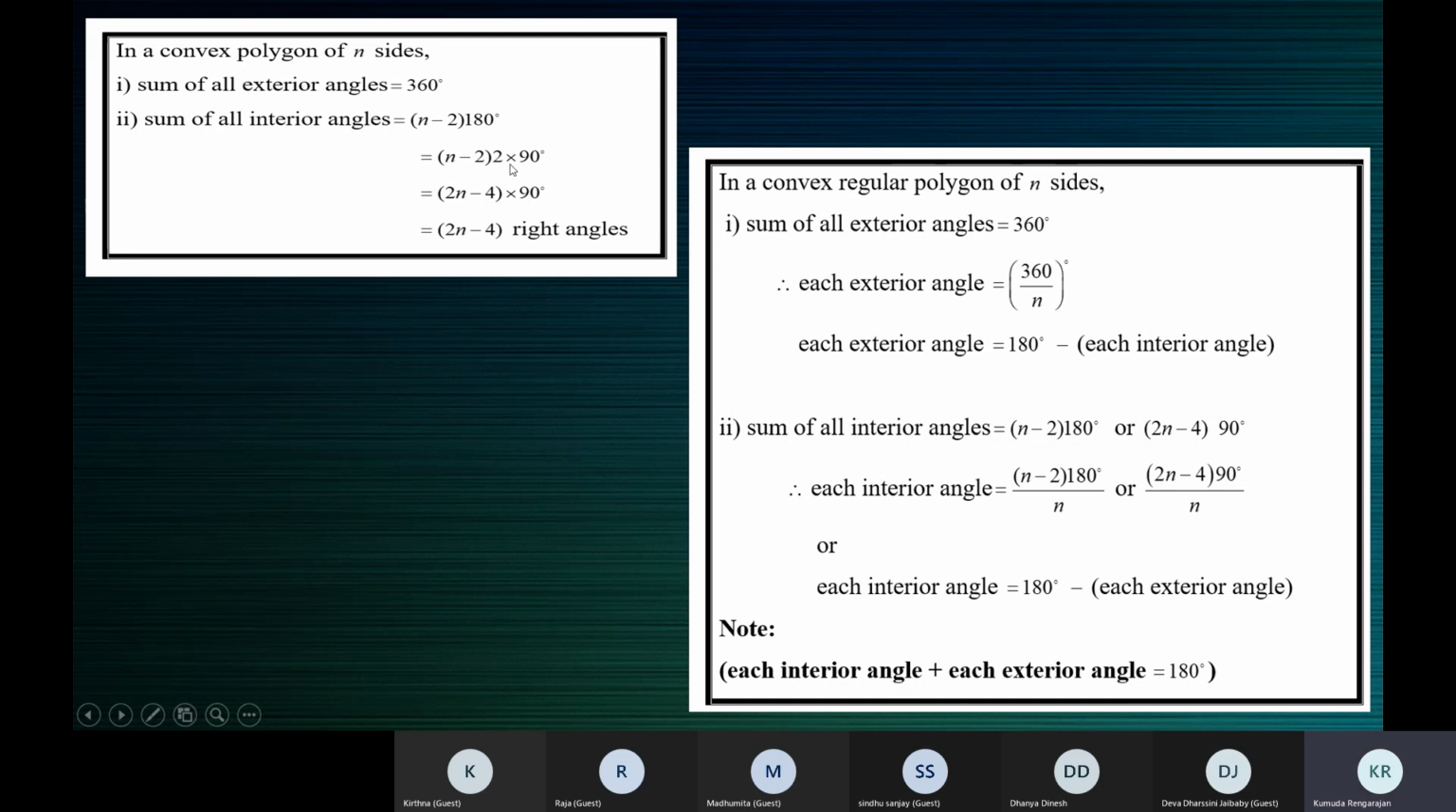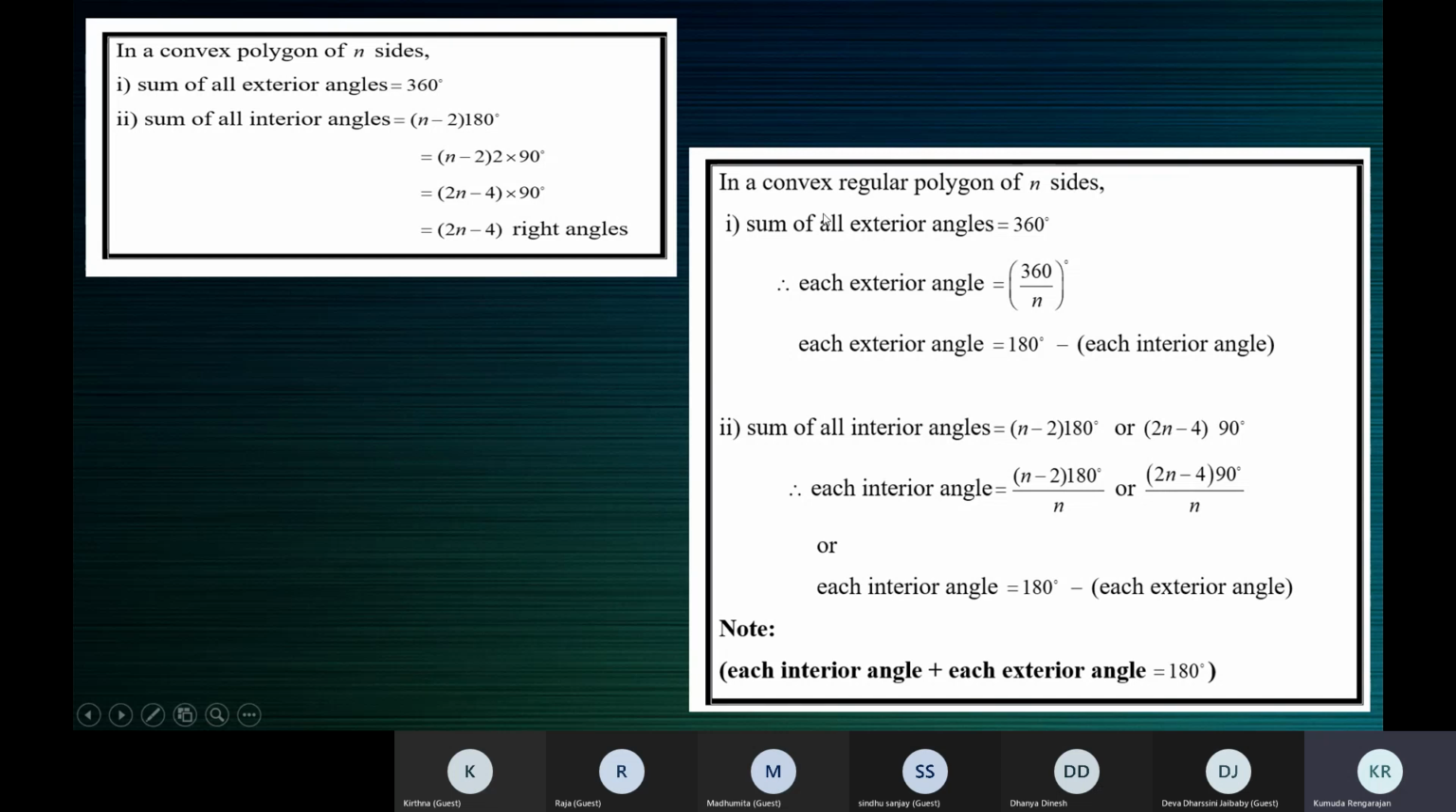Both are the same. (n minus 2) into 180, (2n minus 4) into 90, or 2n minus 4 right angles. Both will give you the same result. This is another way of writing this. So if your teacher is using this, go ahead with this. Or if she says this, fine. Anything will do good. Nothing is like, this is the correct formula. You understand that. So both are correct. Anything can be used.